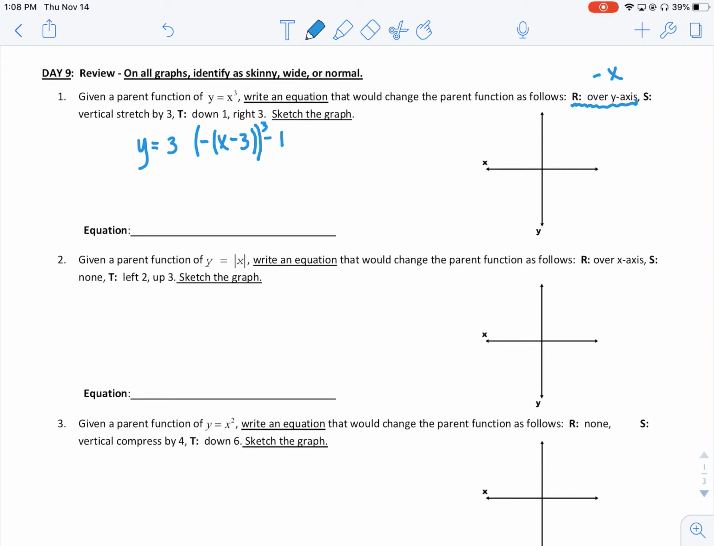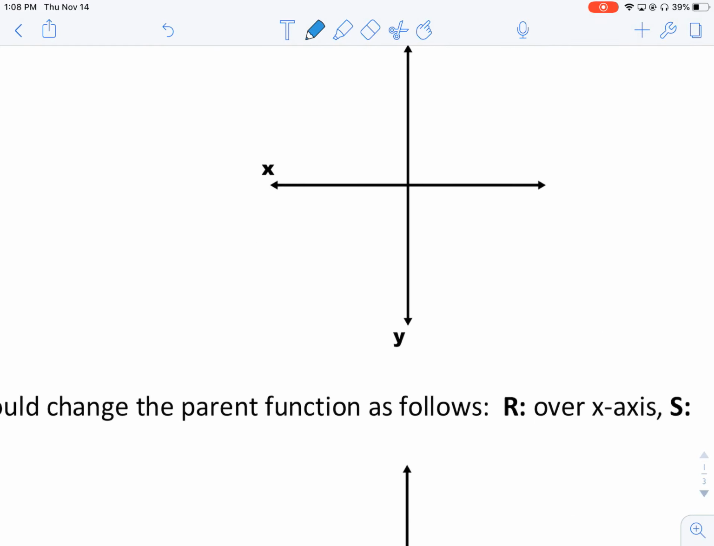So clean that up a little bit. We have y equals 3, double parenthesis with a negative, x minus 3. That's all to the 3rd power, minus 1. So I'll make a little sketch of that. We are going to have a vertex now of 3, negative 1. So we're going to go to the right 3, down 1.